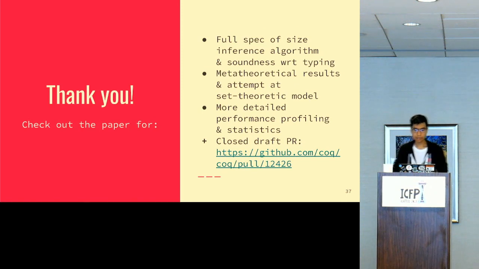You can check out the paper for more details and discussion, including a full specification of the size inference algorithm and a proof of soundness, some meta-theoretical results and a consistency proof attempt, and more detailed stats on the performance measurements. And we also have the now closed draft pull request that contains the implementation as well as some more discussion with members of the Coq team. Thanks for listening, and I'm happy to take questions.